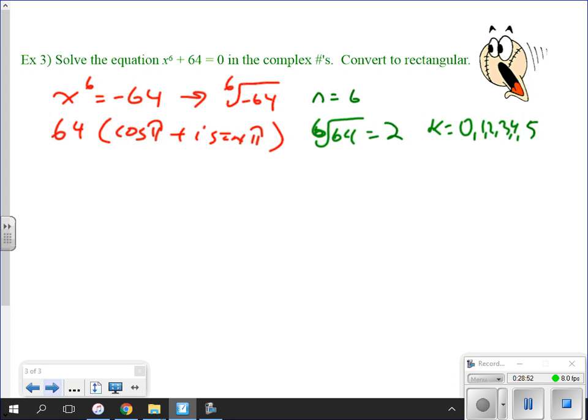Wait, how do you get pi here? I want to take negative 64 and write it in polar form. So I have to have 64 times 1 plus 0i. Pi is going to give, sorry, negative 1. It's going to give me negative 1 here and 0 there. Negative 1 plus 0i. If I multiply that through times 64, what do I get? I get negative 64. And that's just converting it over.